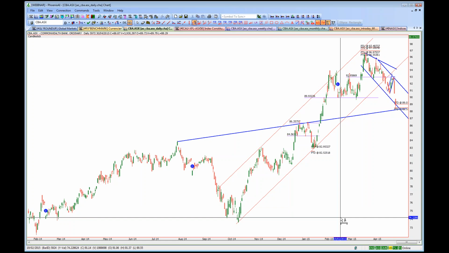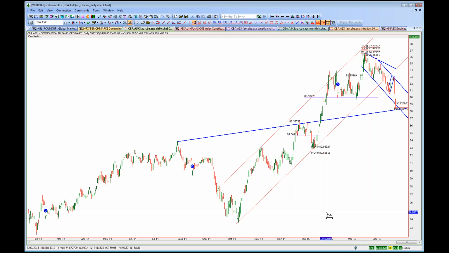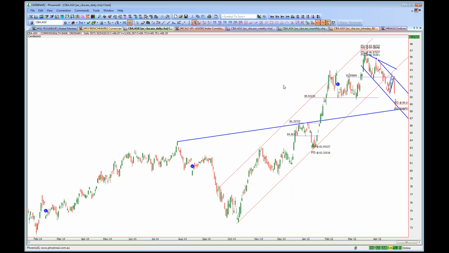So I would say consolidate a little bit, and tomorrow's Friday. They're going ex-dividend next week. In fact, that was 12th of May on the other one. So I would say we'll rally towards the dividend. They usually do. And that's CBA.